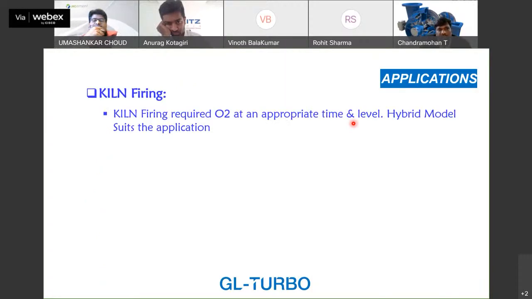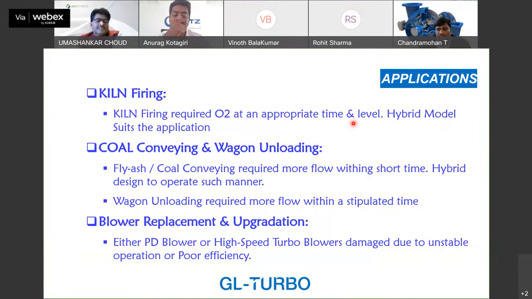Do I have time? I just wanted to explain 3 things where the cement plant is going to use this. One is the kiln firing, where the O2 requirement is very high and needs appropriate timing and level, which will be ensured by this hybrid model. And coal conveying and wagon unloading, where the blowers go to a maximum of 1.5 bar. So this 1.5 bar with the largest flow will be very useful for all 3 of your cement applications.